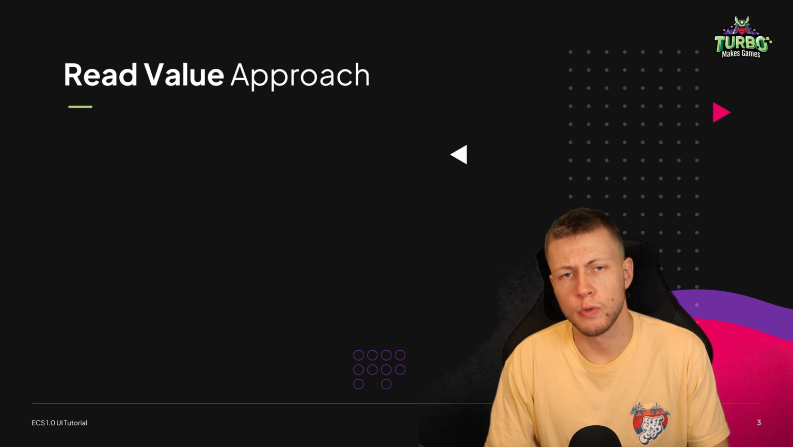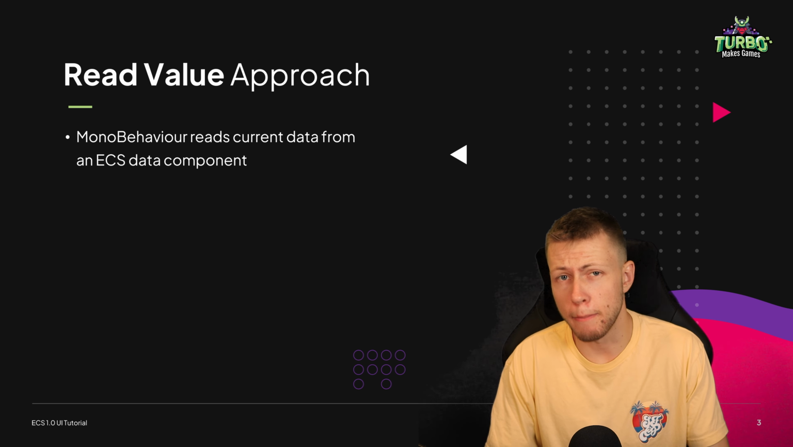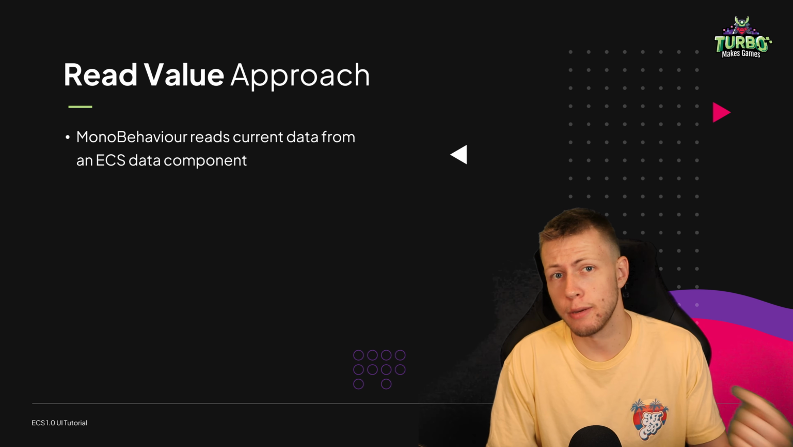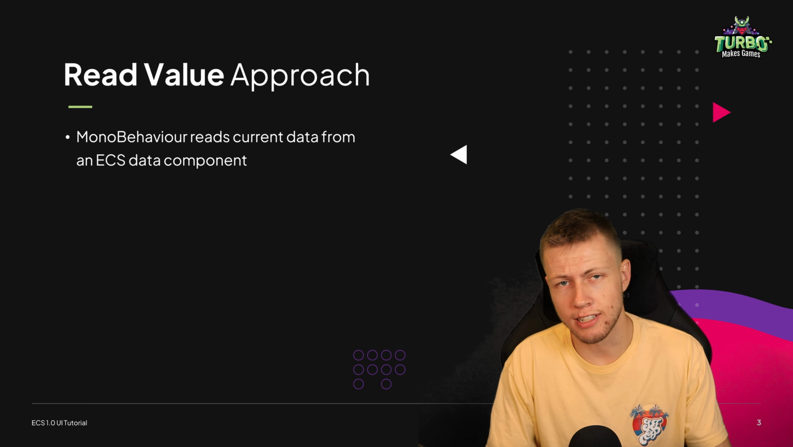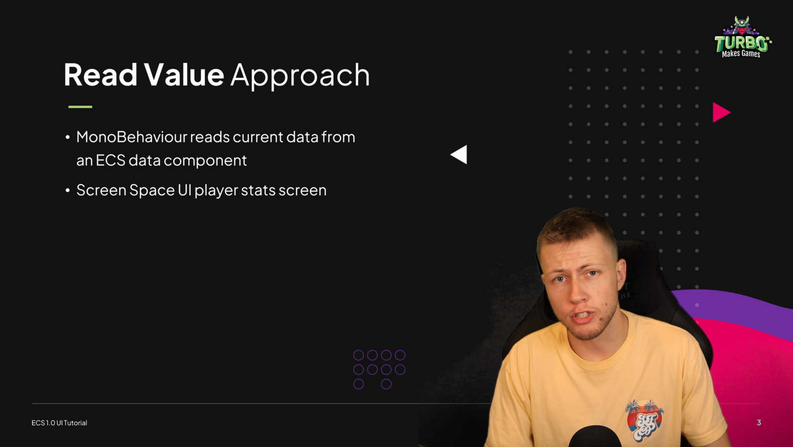Now, the other approach that I'm going to be showcasing is what I call the read value approach. So basically we again have a MonoBehaviour, and this is going to read data over on the ECS side. So it's not necessarily anything on the ECS side pushing data to the MonoBehaviour, but rather the MonoBehaviour is going out to the entity side and reading data over there. So this is what I'm going to be using for the screen space UI on the player stat screen to display how much experience the player has at any given time.